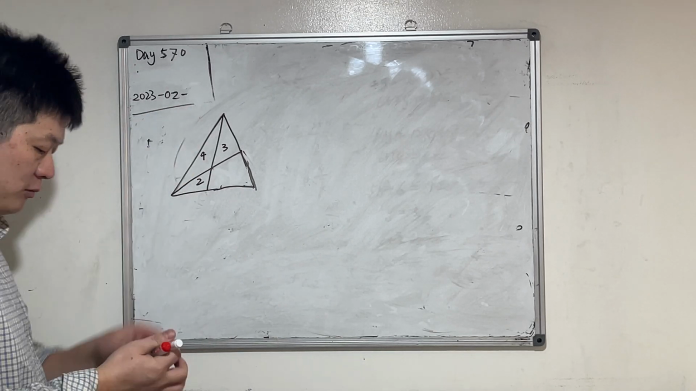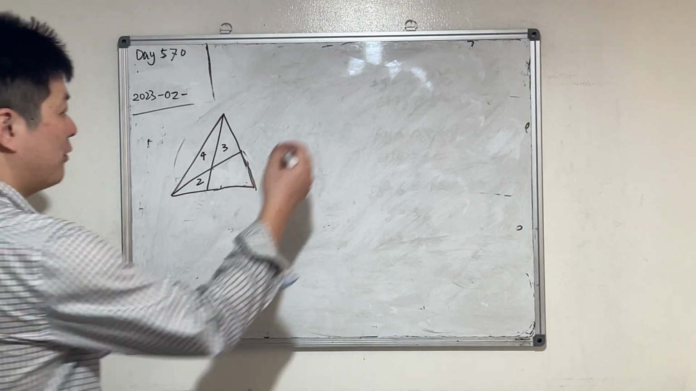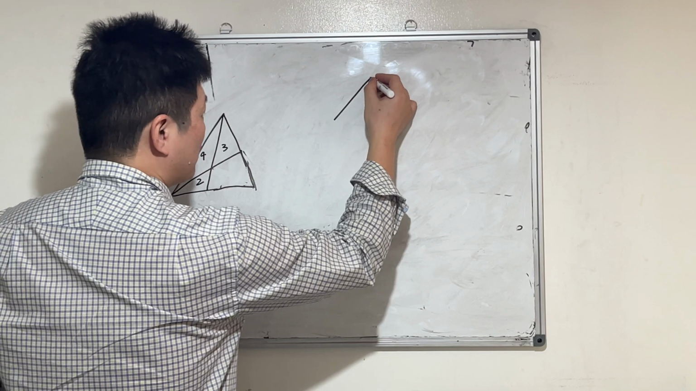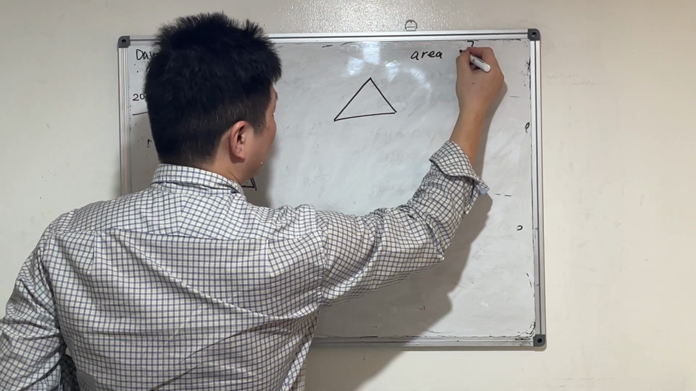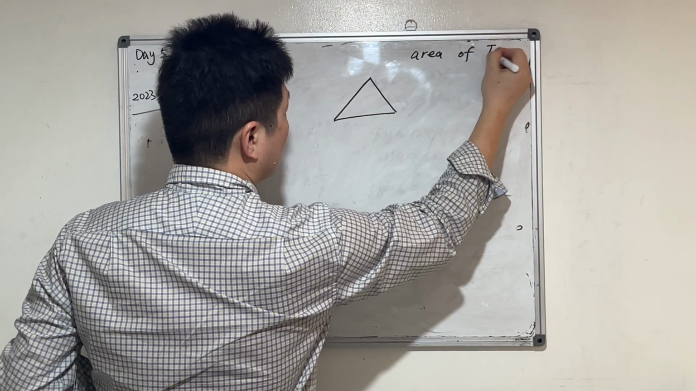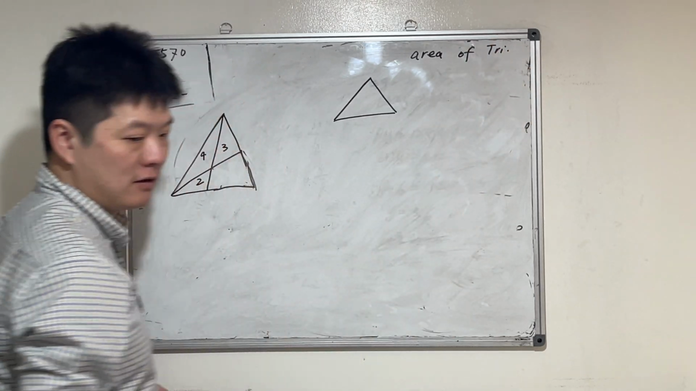What's this? A triangle. Duh. Okay, so what's the area of a triangle? How do you calculate the area of a triangle? First, you need to count how long each side is.